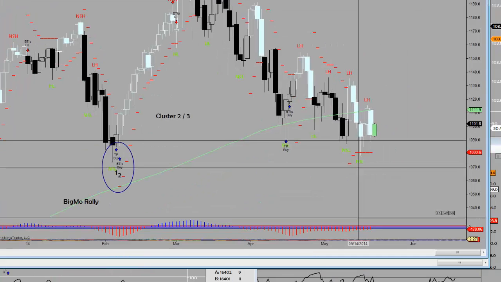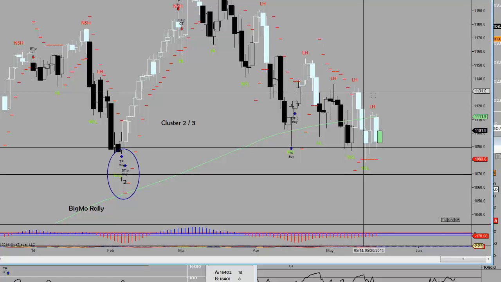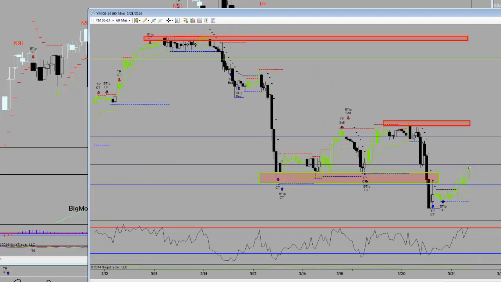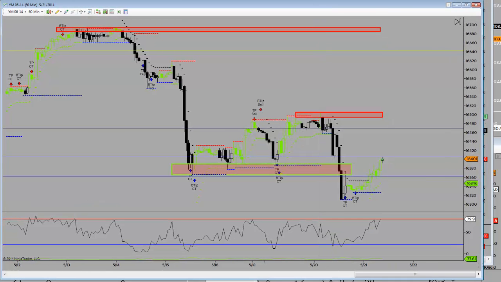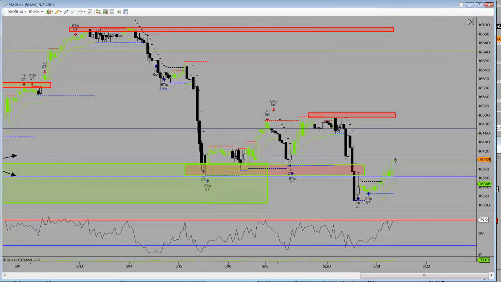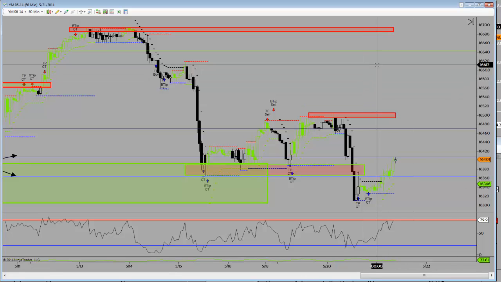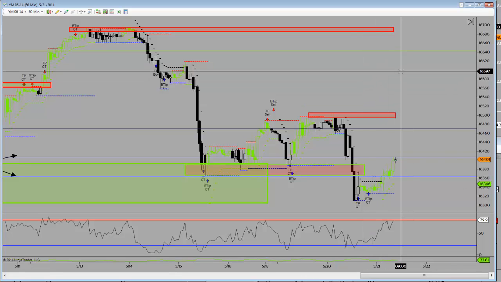All right, let's pull this guy back up. Cluster 2, cluster 3. I did a video that went out early this morning. I talked a little bit about our SOS signal. We'll go through that a little bit more as we move into the session. About 5 minutes to the open. Let's check DSR levels here.